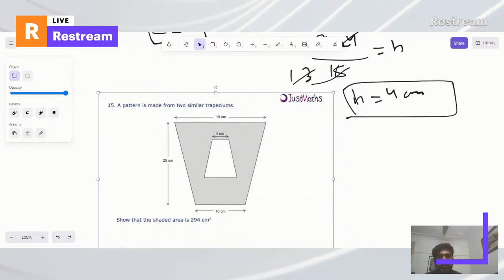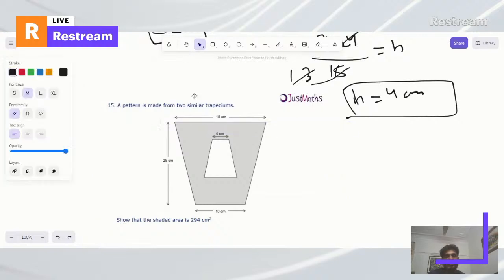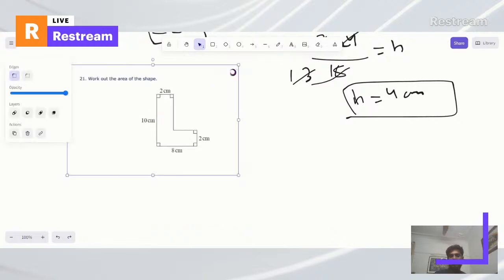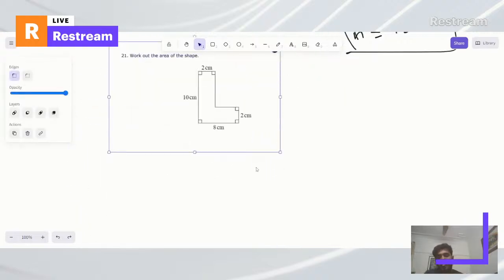Now, we've not studied similar figures as of yet, so I think we should work out another example. So let's just leave this example. Yeah, let's look at this one, right?